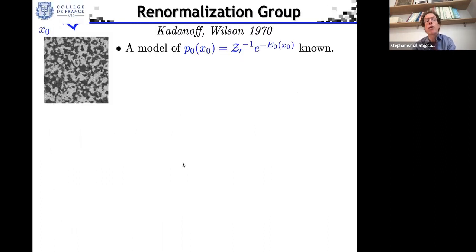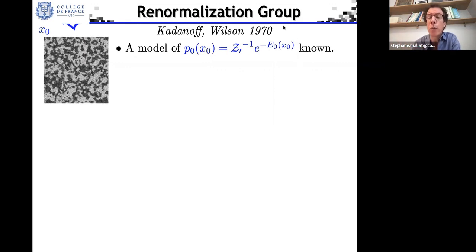So let me first begin with the renormalization group, and I'll begin with a standard view as it was introduced by Kadanoff and Wilson in the 70s. So the idea here is you have a field. So X, I'll be using the notation of machine learning. X is my field, it's not phi. Okay, so X0 is the field at the very fine scale.